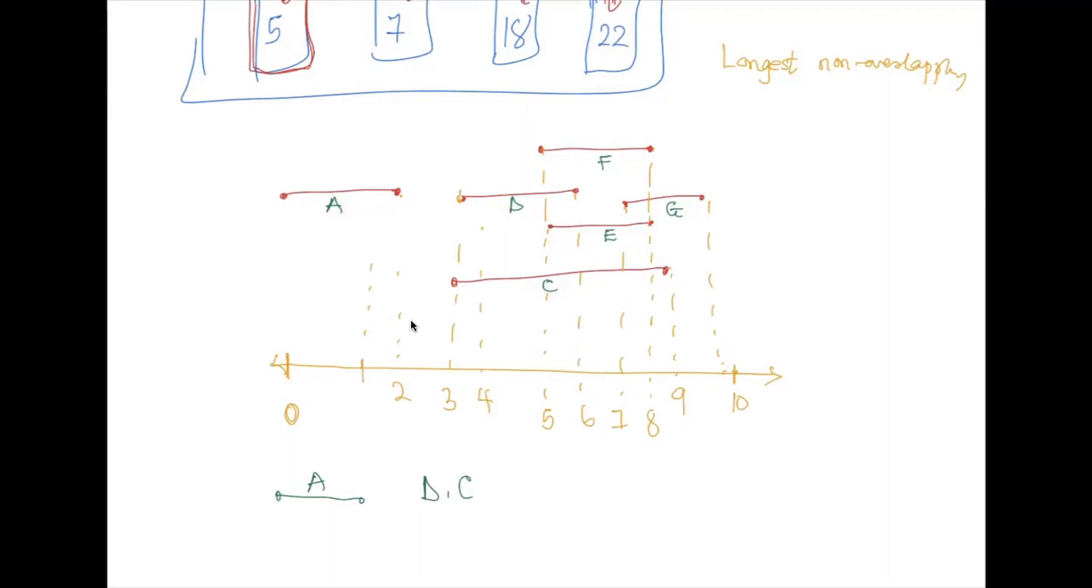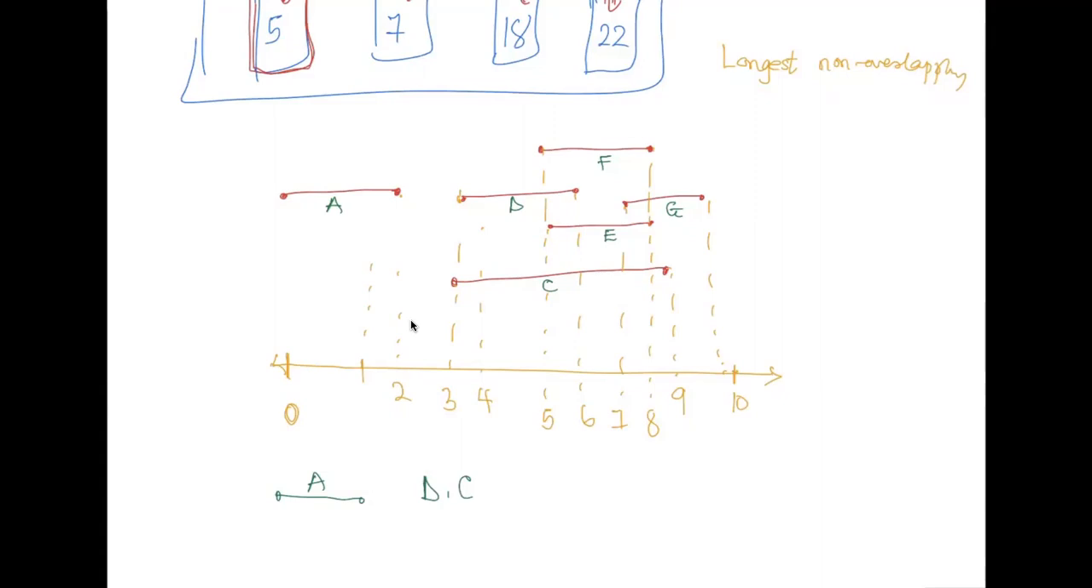So you've chosen A, then you remove all intervals that conflict with A, and these are the remaining ones. So now we have D, C, E, F, G. Which interval should we choose? We want to find the longest chain eventually. We'll choose D. Good. Now, why will we choose D? Why not C?